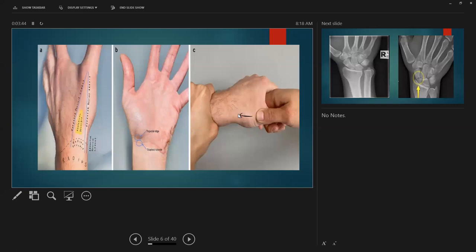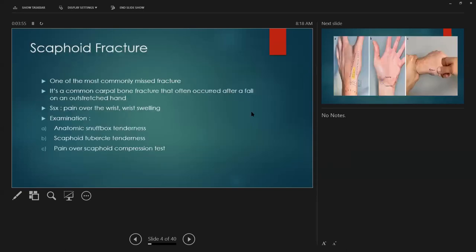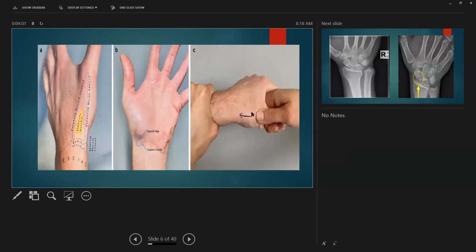You fix the patient's radius with one hand and give pressure over the scaphoid tubercle. Then you fix the metacarpal with the other hand. After that, you start with ulnar deviation and then extension and flexion. When the pressure over the scaphoid is released, you can feel a clunk or the patient will feel pain. If the patient feels pain or you feel a clunk during the test, it means the test is positive, and it is highly suggestive that the patient has a scaphoid fracture.